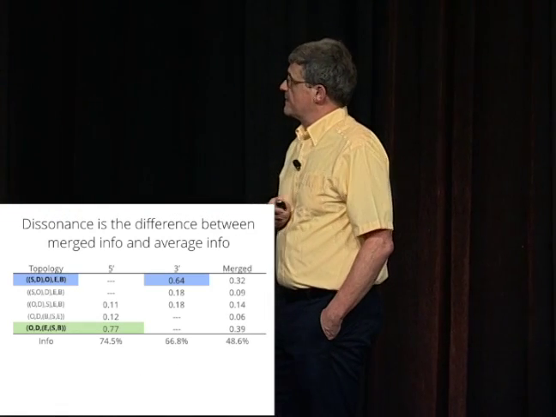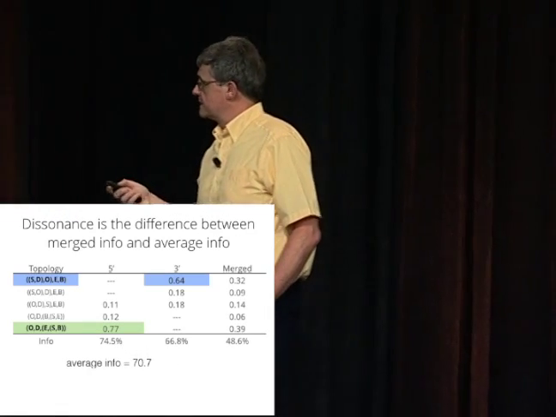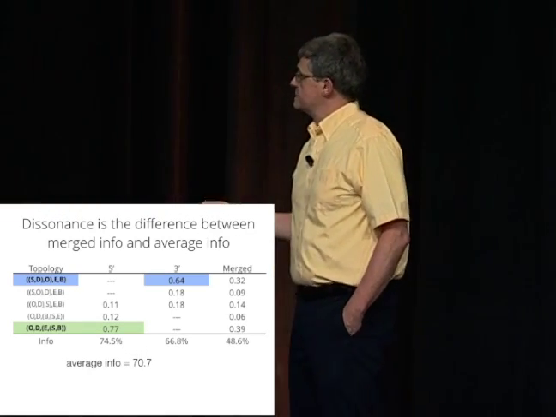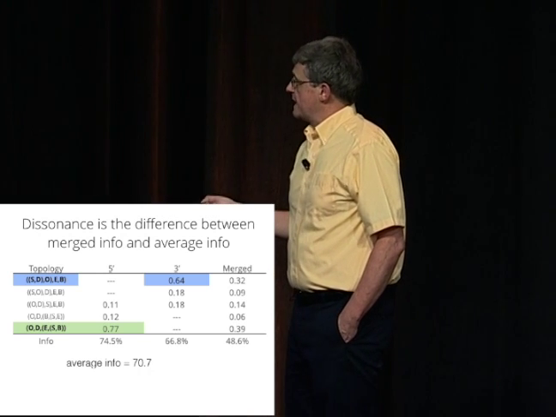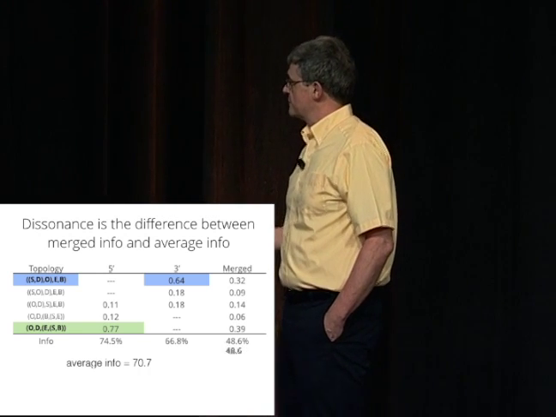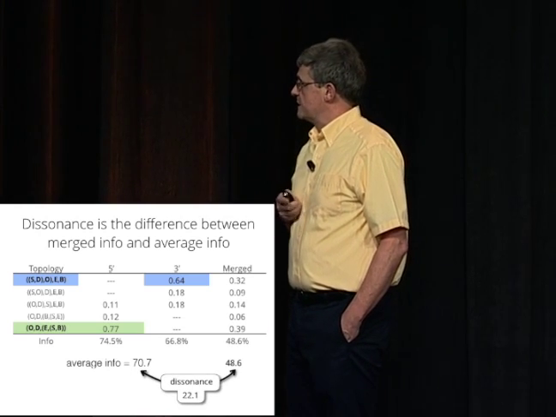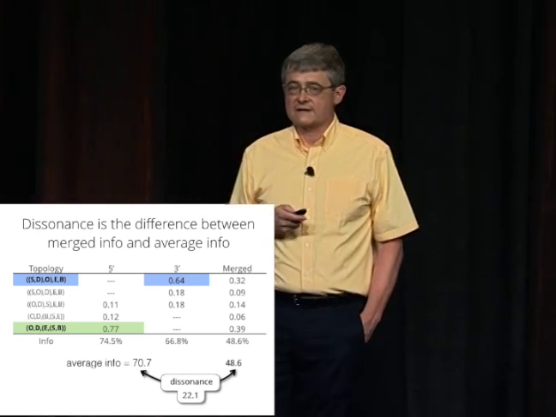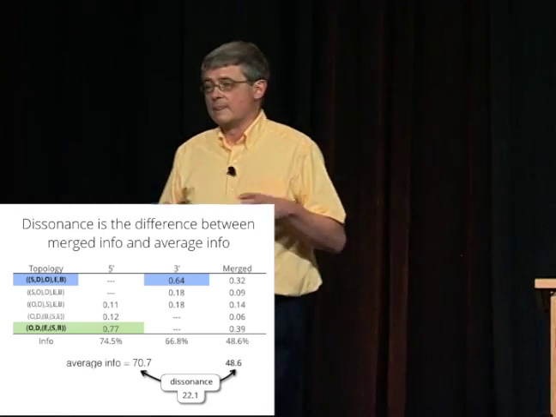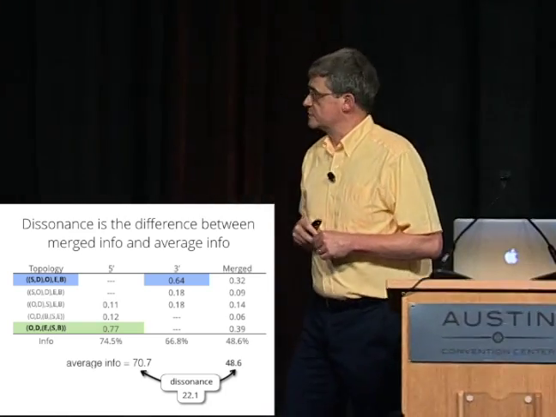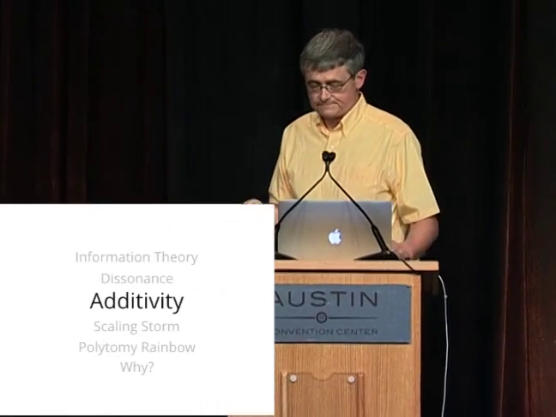But in our case, we're comparing 5' and 3', and you can see that the information content in the individual data files is much higher than it is in the merged. And so if you average these two guys and compare it to this guy, the difference between those is dissonance. And we're finding that that's a really good way of measuring how much conflict there is between two different data subsets.